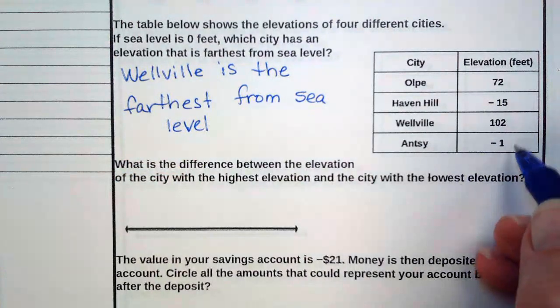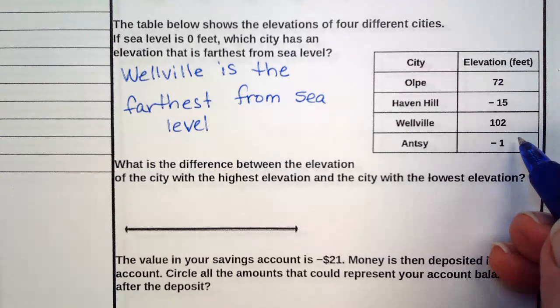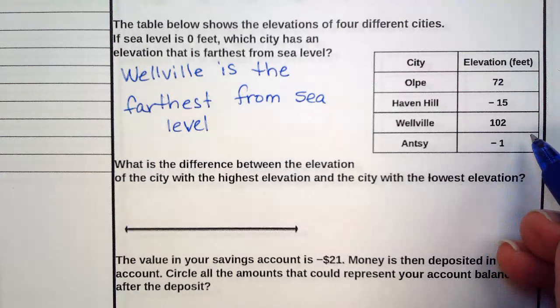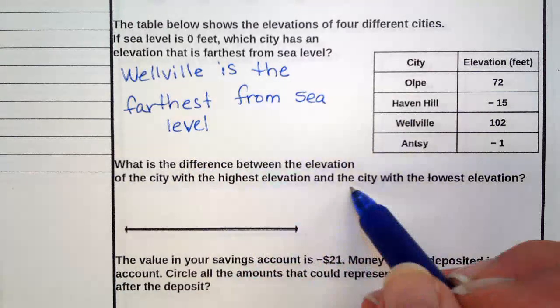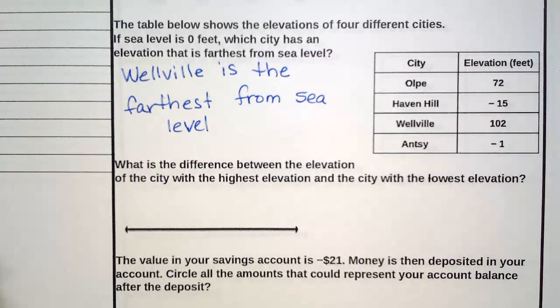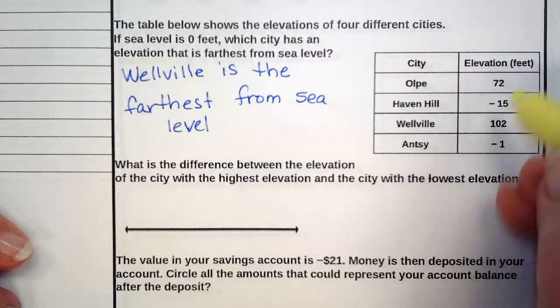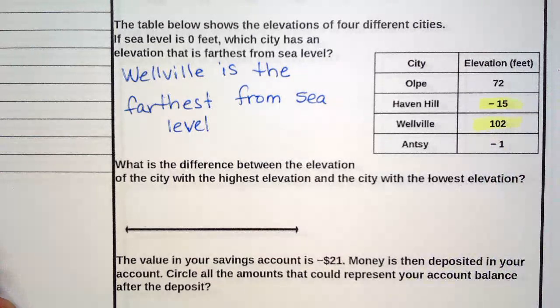What if I would have had one that was negative 150? Would it be further from sea level than Wellville? Actually, yes, because we're looking at the absolute value. What is the difference between the elevation of the city with the highest elevation and the city with the lowest elevation? Well, let's look at which one's the highest, which is Wellsville, which one is the lowest, which is Havenhill.